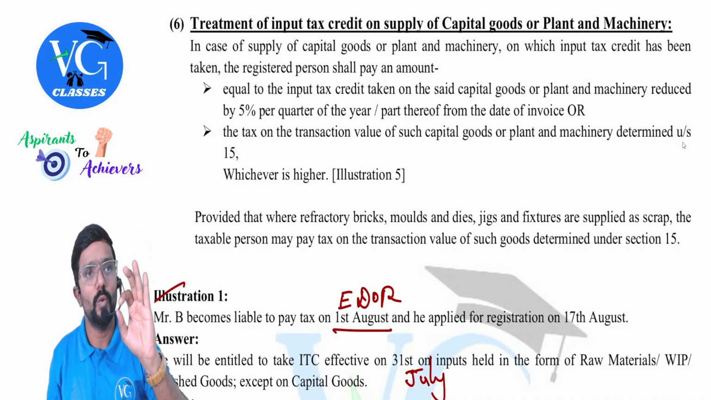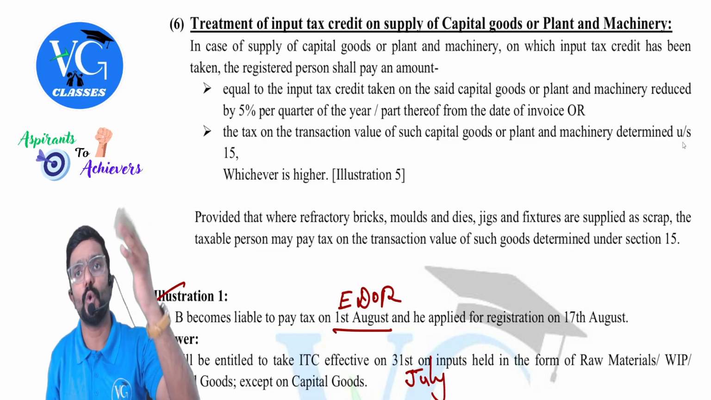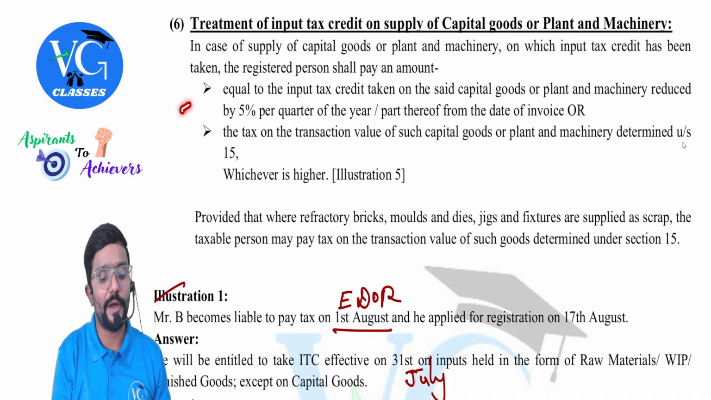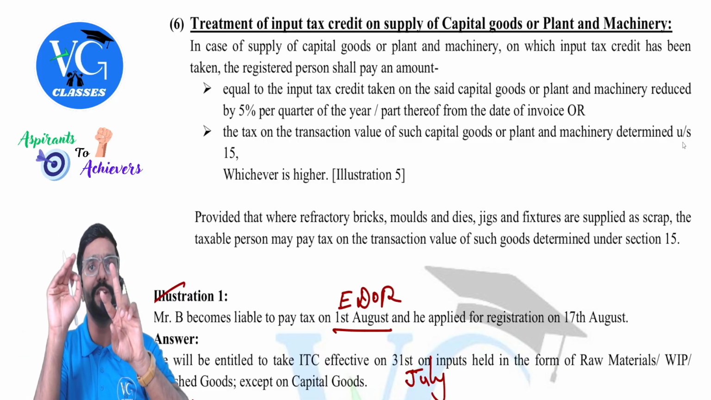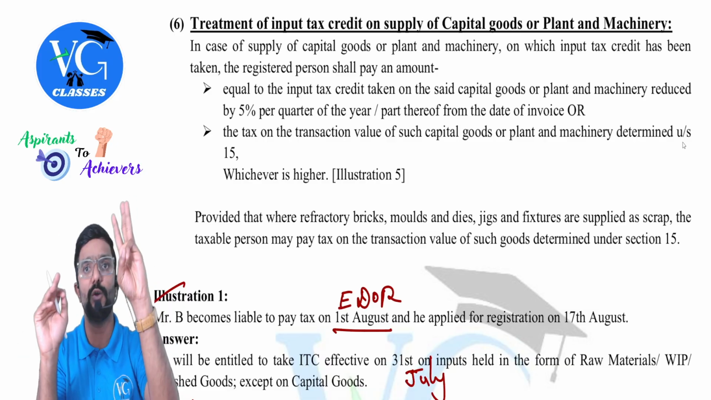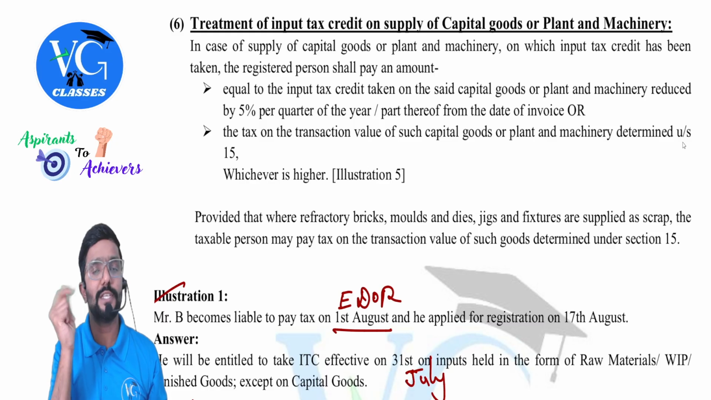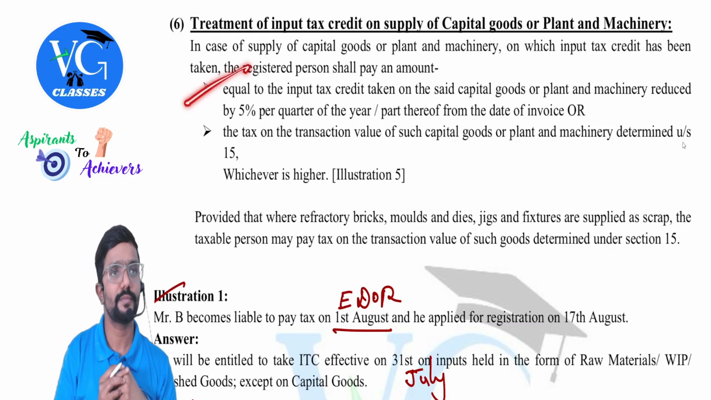Now, after using it, assume for 3 quarters, I sold it. So what is the first bullet point? Take 50,000 minus 5% for each quarter. How many quarters I have used before selling it? 3 quarters. So how much should I reduce? 15%. So 15% of 50,000 we need to reduce. Remaining, I need to take it here.